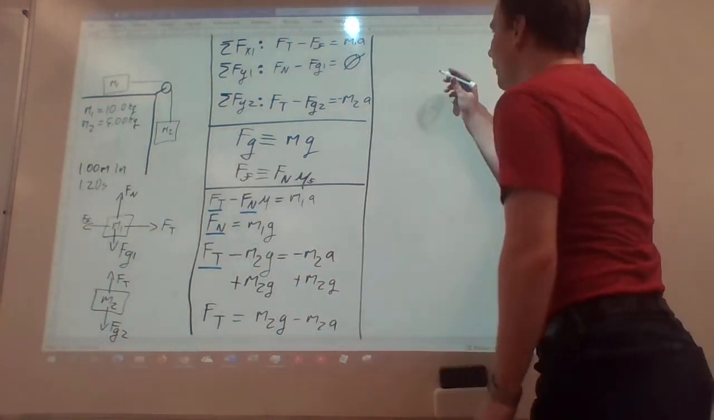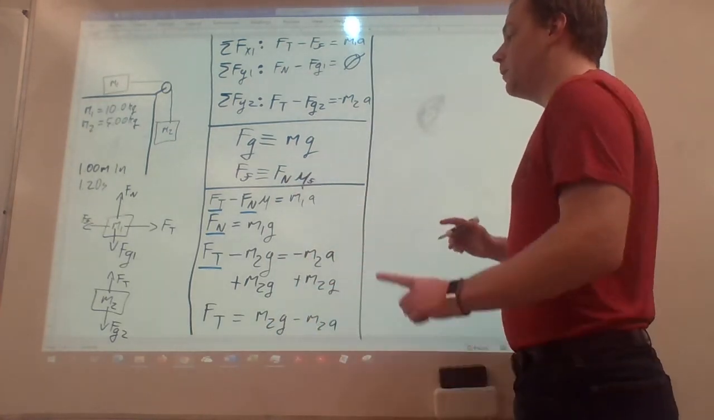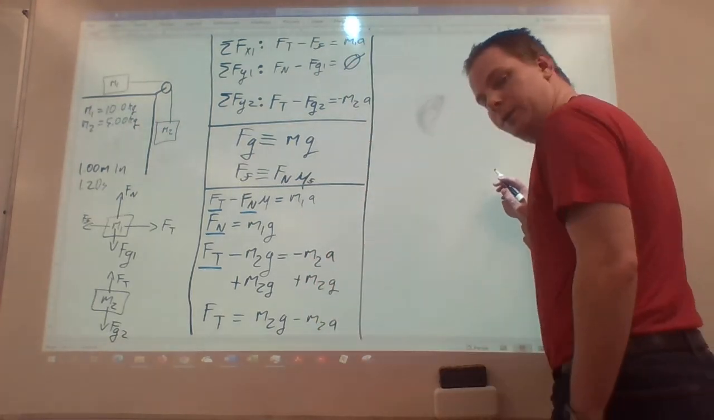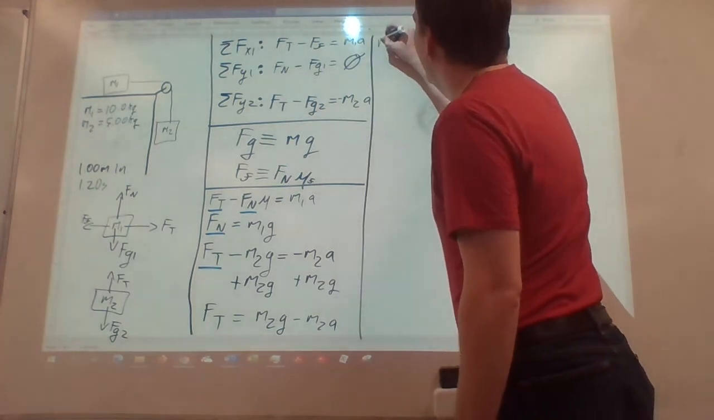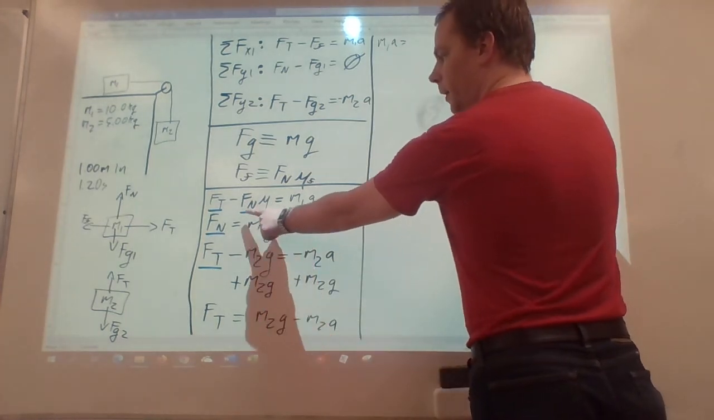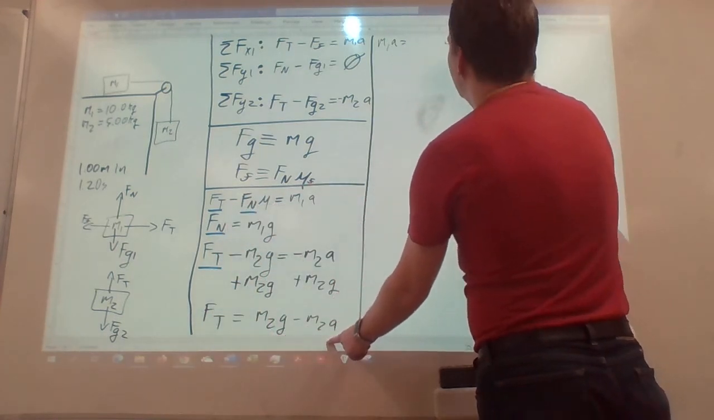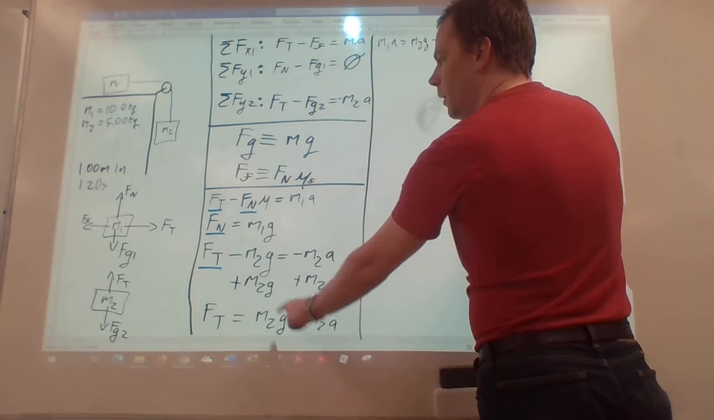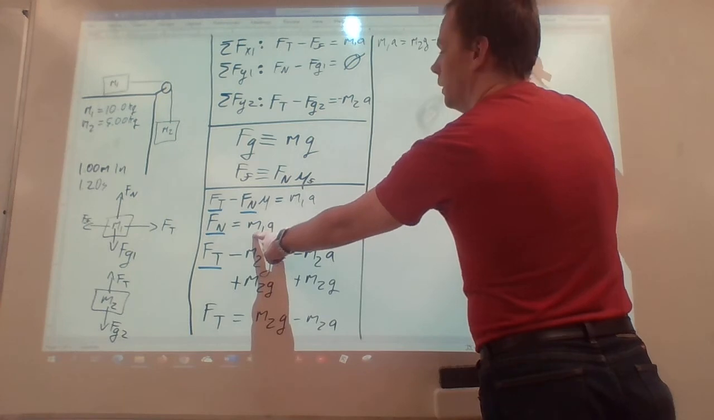So now up here, I can plug all of this together into one equation. And I'm going to start with this. So m1a is equal to, let's start with the ft. So ft is m2g minus m2a. So m2g minus m2a minus m1g times mu.